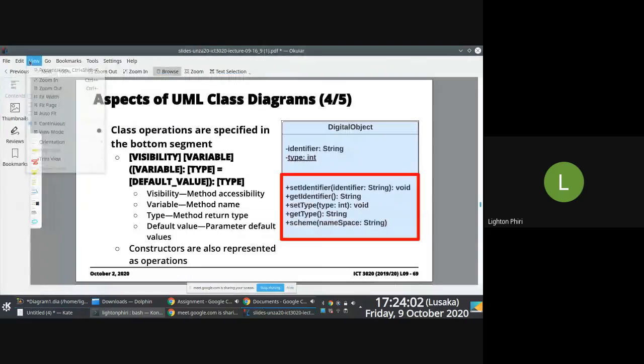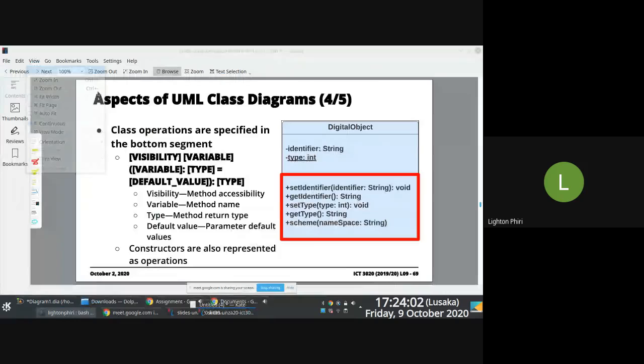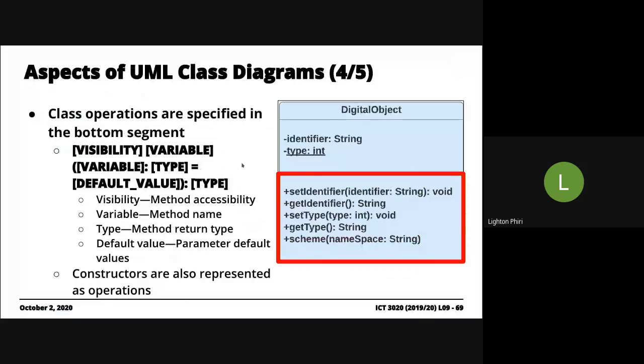So the third segment represents the operations or the methods, right? And we know these methods. The methods are contextual. They're dependent on what the class is meant to do, and that is associated with the core functionality that you're implementing. But it's neither here nor there. The way that you represent these operations is more or less similar to the attributes. You specify the visibility, the name given to the operation.